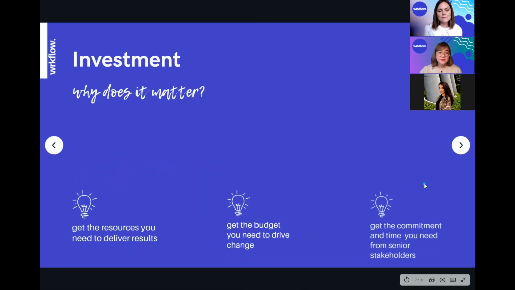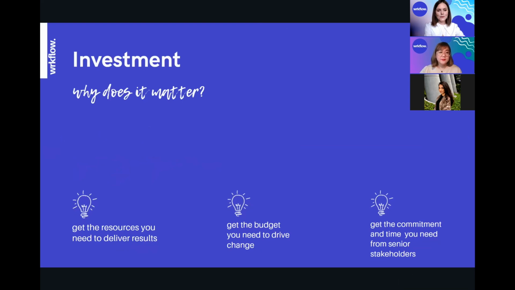Investment, why does it matter? So first of all, it's really important for us to understand what we mean by investment. And I think when we ask the business for something, or we're asking for some kind of finance investment or resource investment, we want to understand why that's important. So first of all, investment will help you get the resources you need to deliver results. So resources in this context, we're talking about people. So the manpower that you need to get behind a project and to deliver the results that you're hoping to achieve. It will also allow you to get the budget you need to drive change.